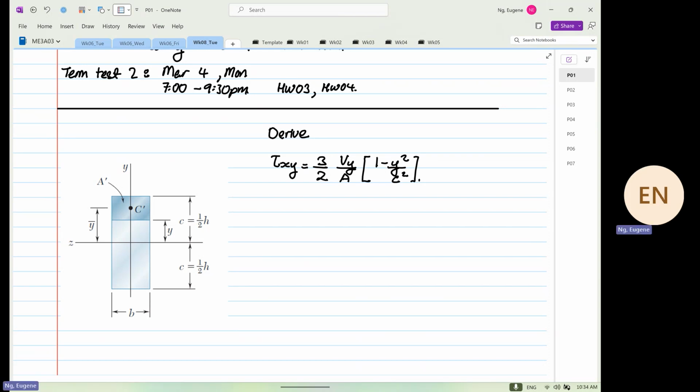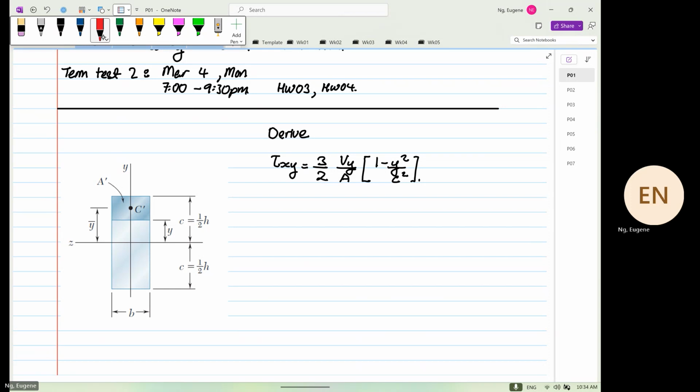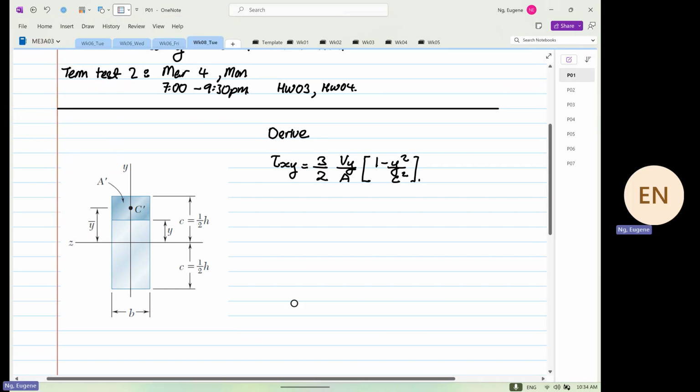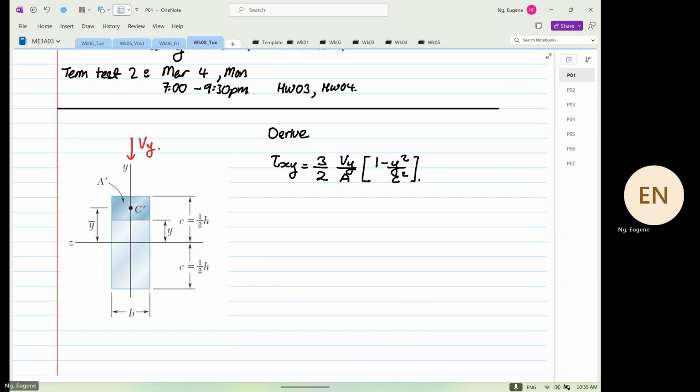So what we see over here, in this diagram, I want you to put a shear force coming over here. This is known as your Vy. So probably you have forgotten most of the things that you have learned. There are a few things I'd like to clarify.